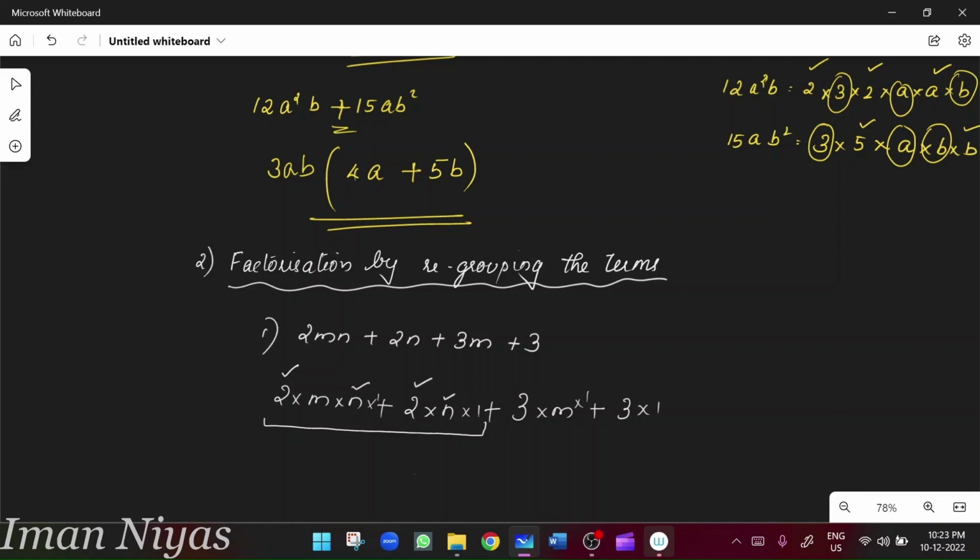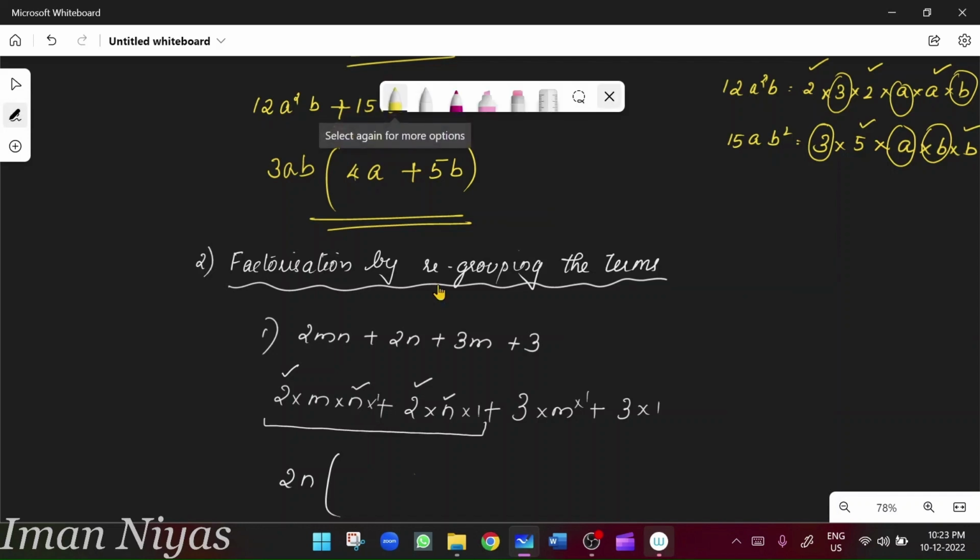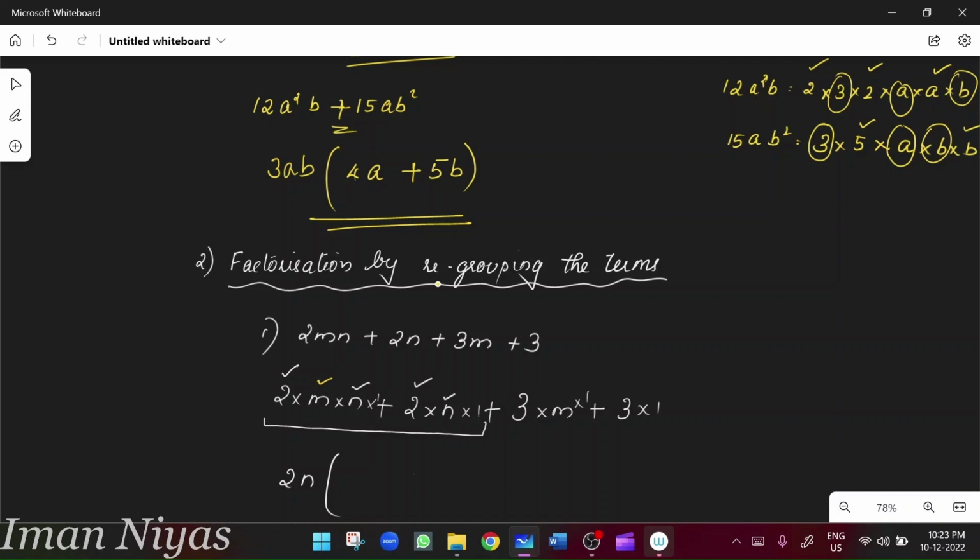So we are taking 2n as common, and what is left over in the first term, you know that m is left over. For the second term, what is left over? You have taken already 2n as common, so left over is 1. Clear? So we can say that m plus 1.